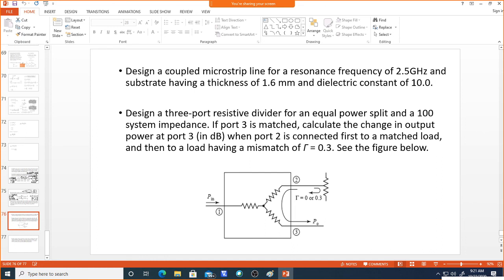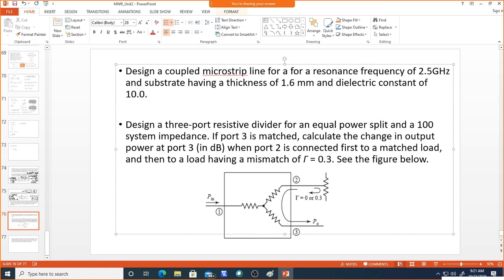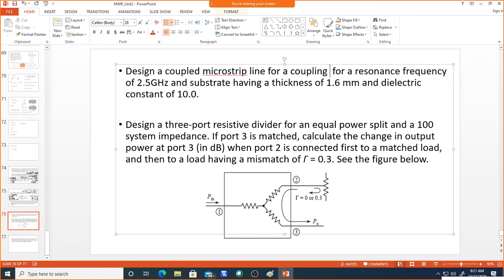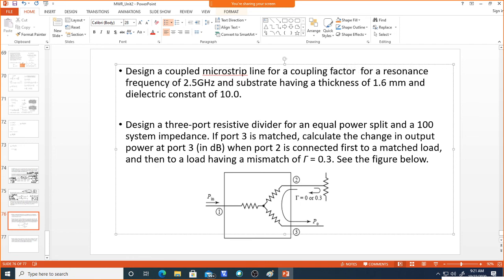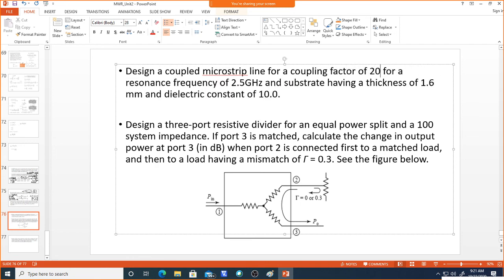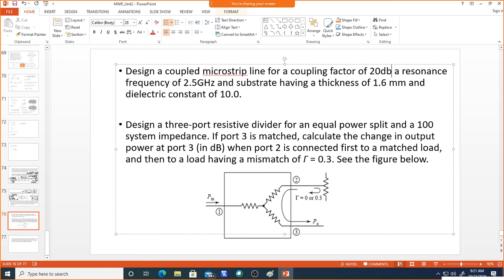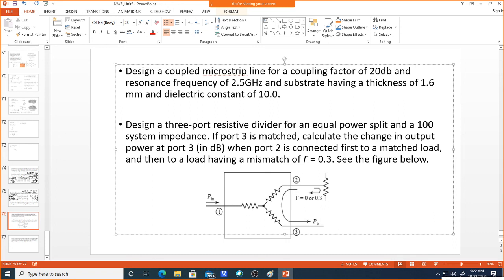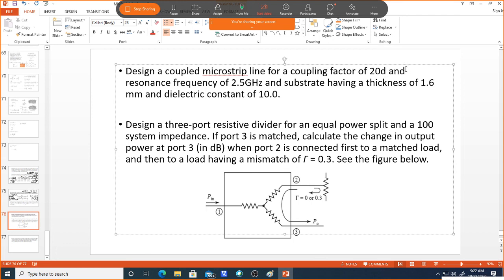So here just take a coupled microstrip line for a coupling factor of 20 dB and resonance frequency 2.5 gigahertz. This is the coupling factor we need to find out, in the design of the parallel line coupler or coupled line coupler.